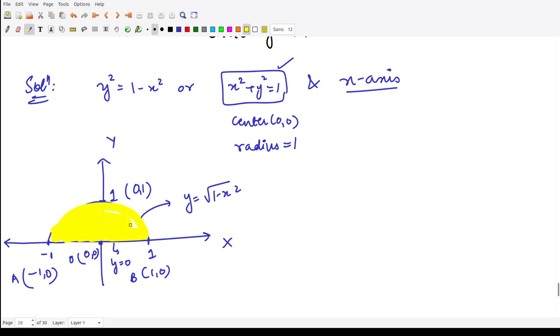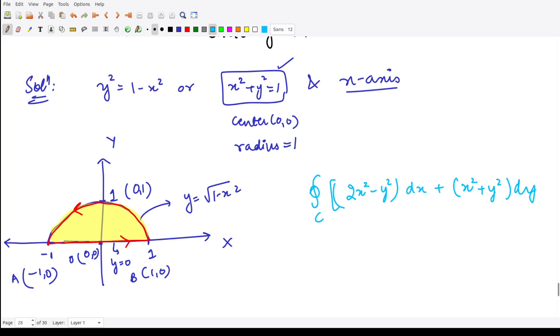Where we wanted to perform the line integral, the line integral here is performed with respect to this curve. So let me highlight the curve. The curve is this one in the anti-clockwise direction, because we want the direction to be positive. So this is your curve, and the region is this yellow marked region. Now in order to solve this integral, we are to compute the closed line integral of the function 2x square minus y square dx plus x square plus y square dy. So we have to solve this. We can apply Green's theorem here.